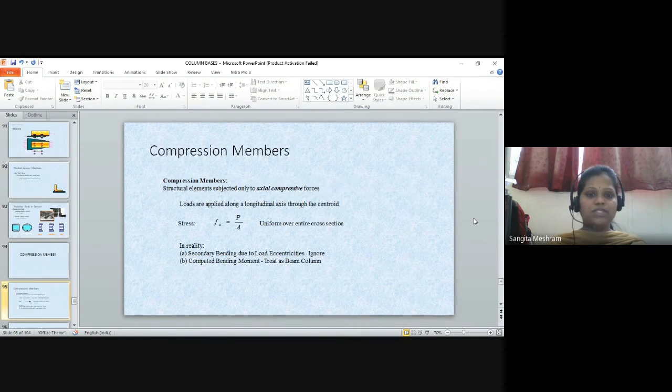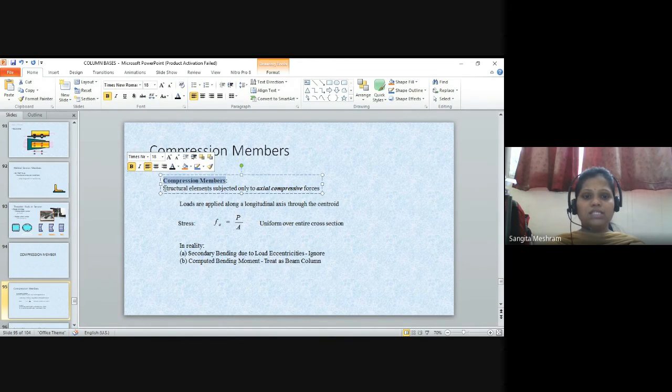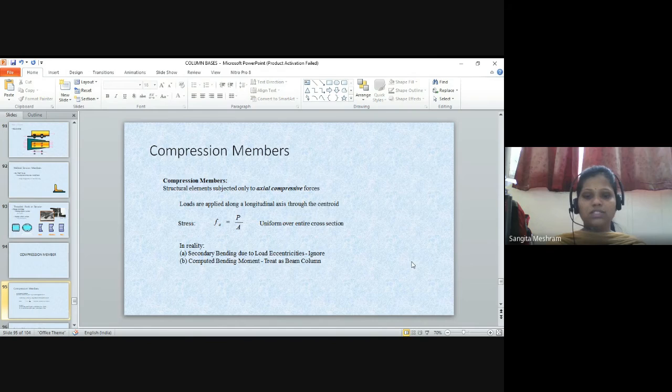Then next is the compression member. A compression member is nothing but a structural element subjected to axial compressive forces. The compressive force is acting, so that member is nothing but a compression member. The structural element is subjected to only axial compressive forces. The loads are applied along the longitudinal axis through the centroid. Basically the stress formula we know is load upon area. So stress Fa is equal to P upon A. In case of compression member, this formula can be used to find out the stress.